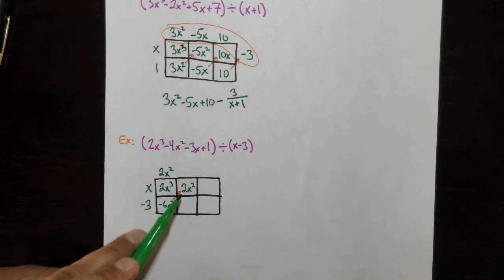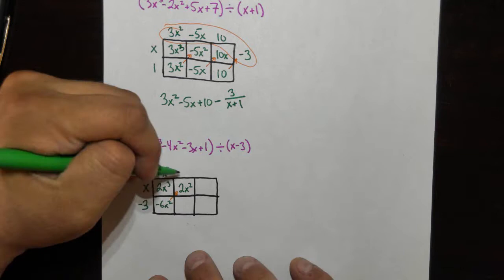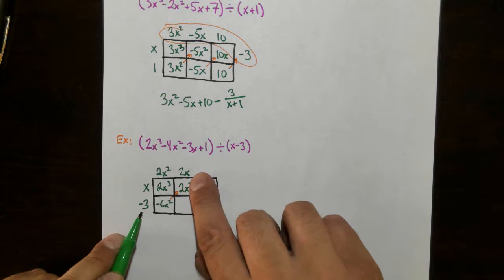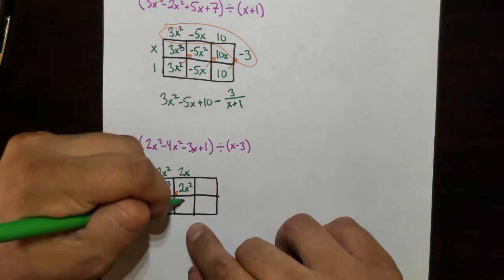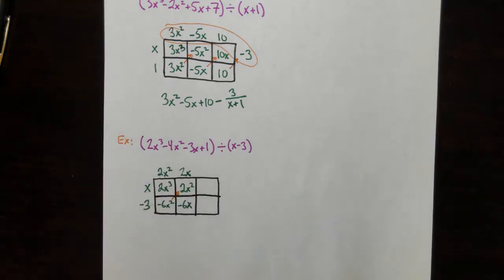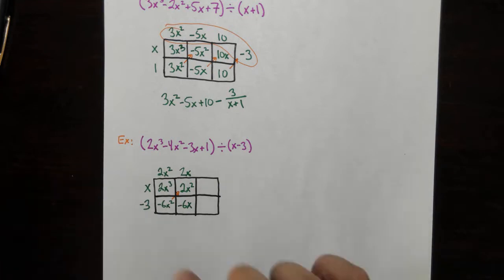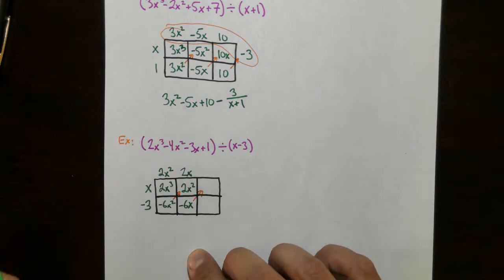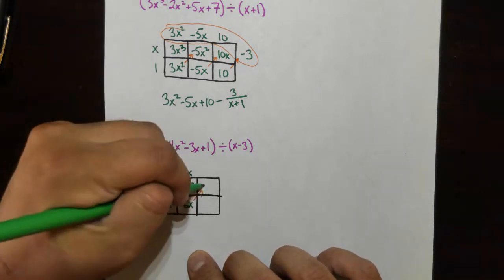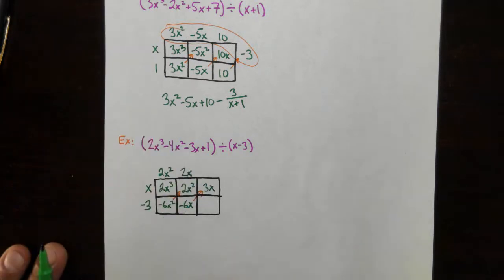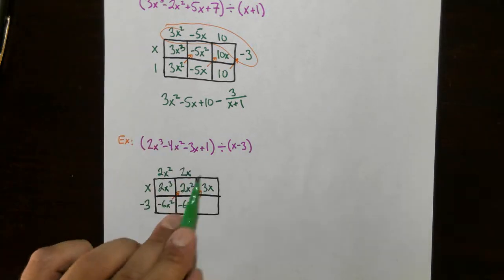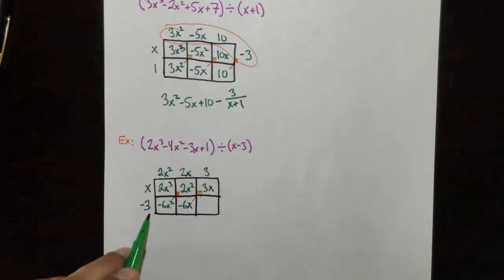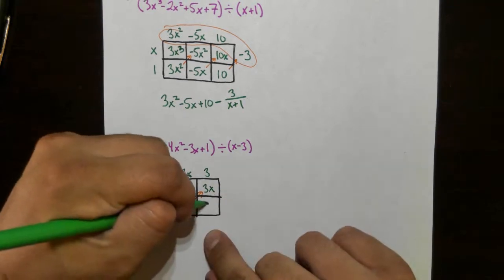X times something gives me 2x squared, and that something is 2x. And then I can answer this down here. 2x times negative 3 is negative 6x. And then diagonally again. So I know that these two boxes need to add up to this x term here now. So negative 6x plus 3x is going to give us negative 3x. And then we can answer this up here. So x times what gives me 3x? That's 3. And then finally down here is negative 3 times 3 is negative 9.